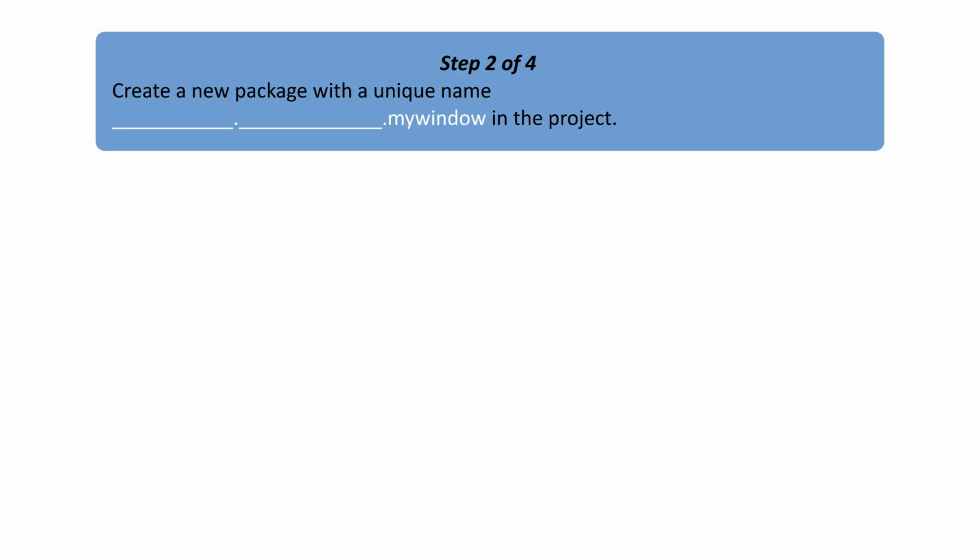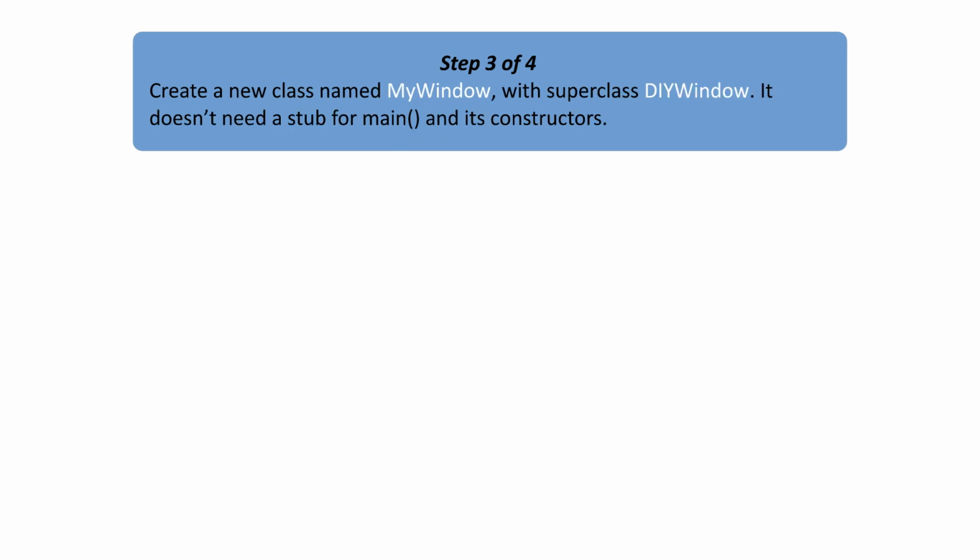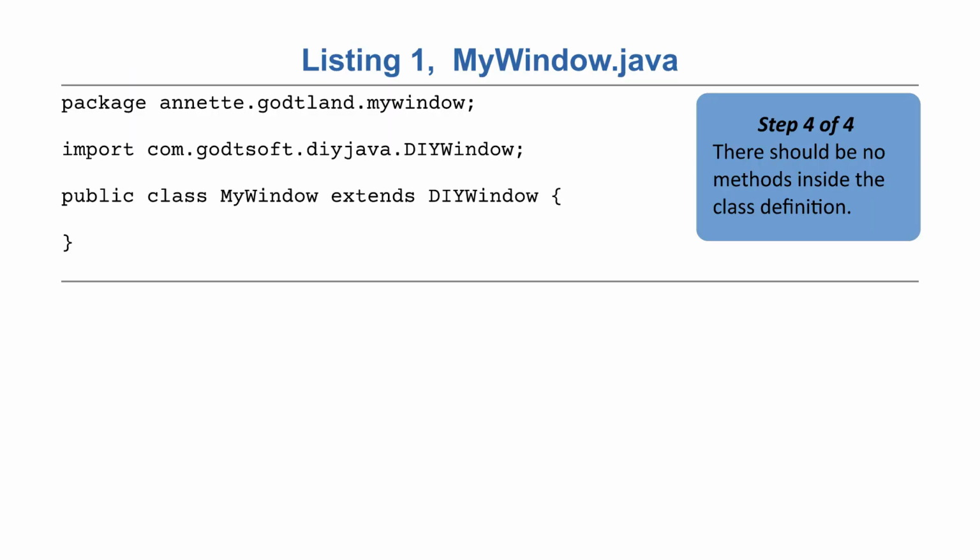Next, create a new package with a unique name. I named mine Annette.Gotland.MyWindow. Then create a new class named MyWindow with superclass DIYWindow. Note, it doesn't need stubs for main or its constructor. There should currently be no methods inside the class definition for MyWindow. Note, you can't run the MyWindow class because there is no main method. We created this class simply to hold the prompt methods that are currently in the calculator class.